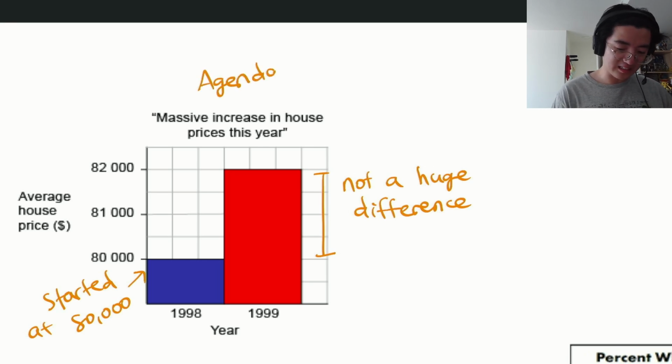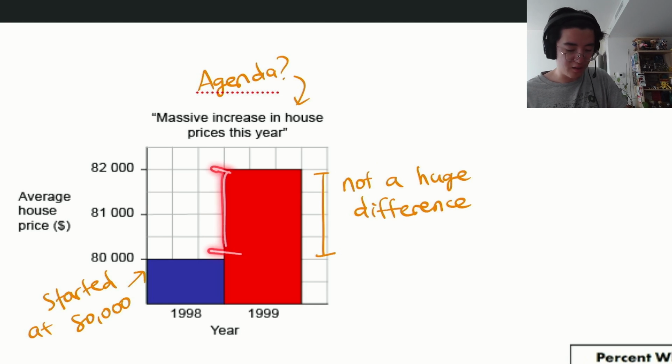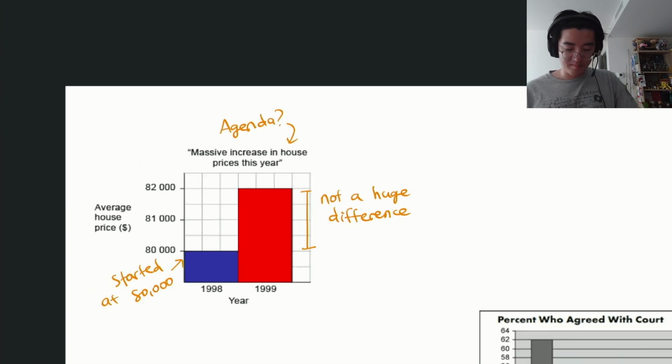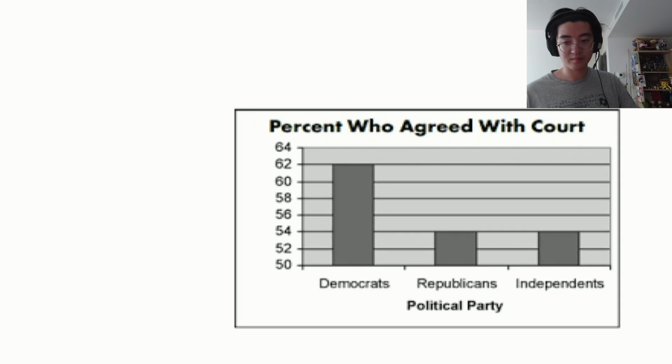So graphs like this, based on the context, might have some sort of agenda. The reason why they want to make this gap so big is to show, oh, look at this, look how much housing has increased this year. And of course, as you can imagine, a lot of those graphs are deeply political.